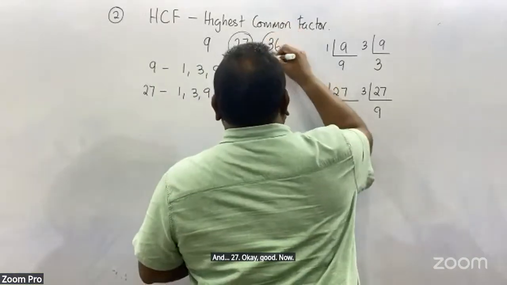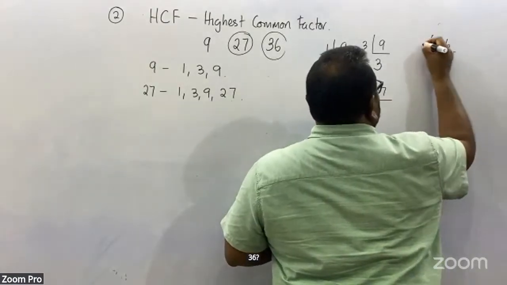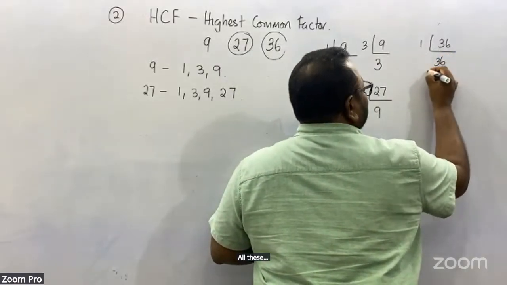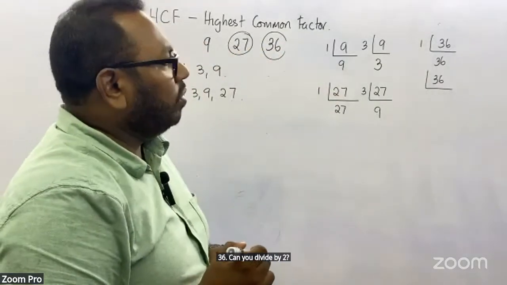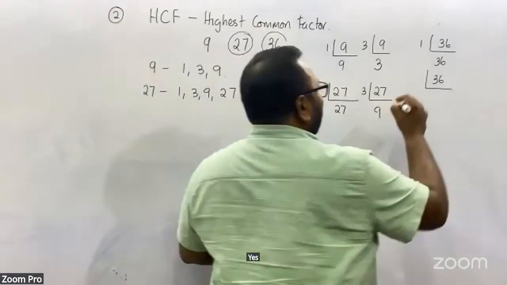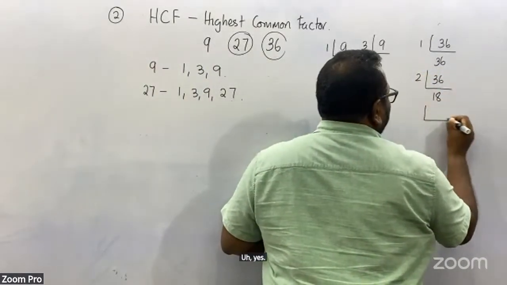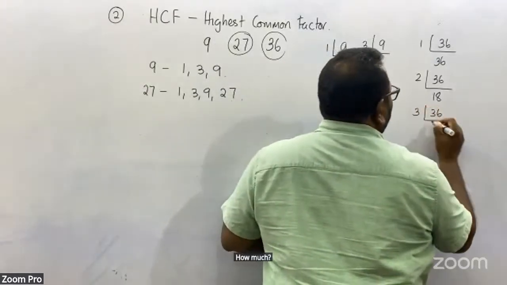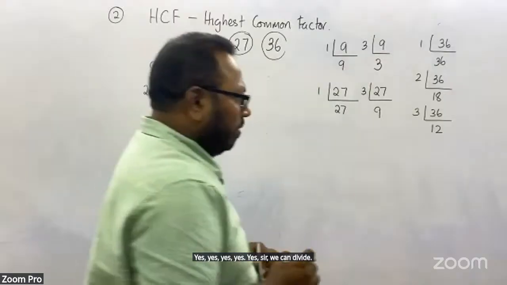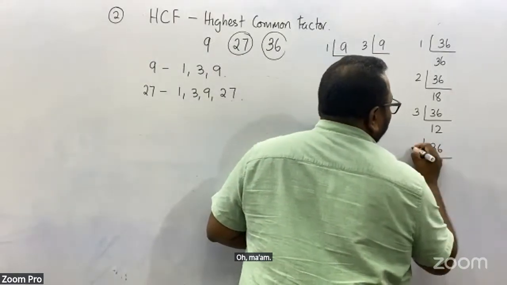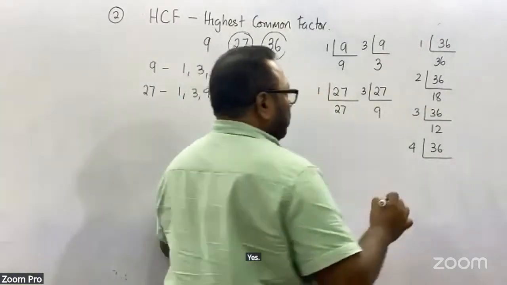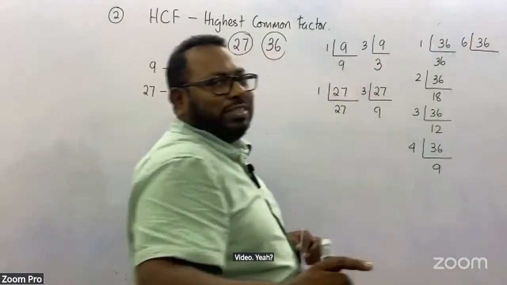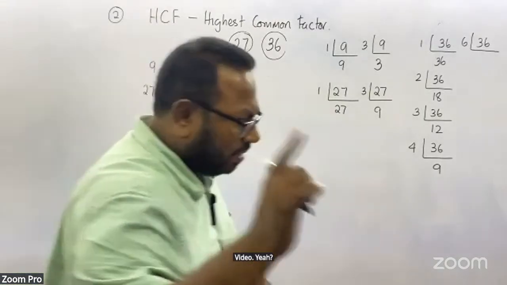Now 36. 36 divided by 1 is 36. Can you divide by 2? Yes, 18. Can you divide by 3? Yes, 12. Then 36 divided by 4 is 9. 36 divided by 6? Yes, 6.